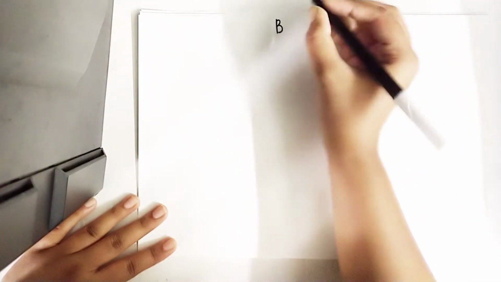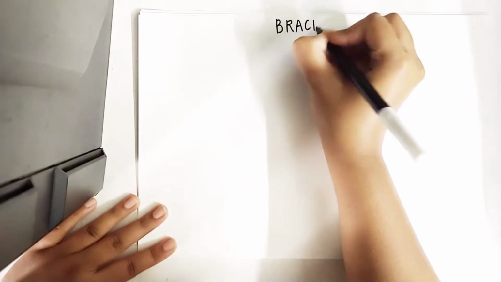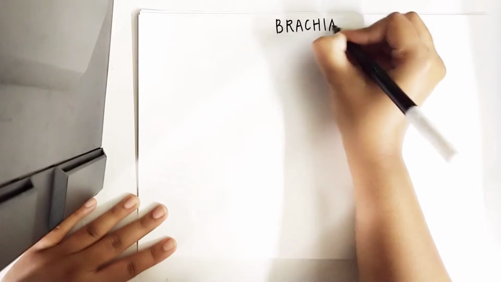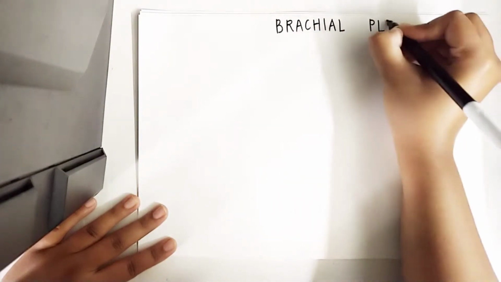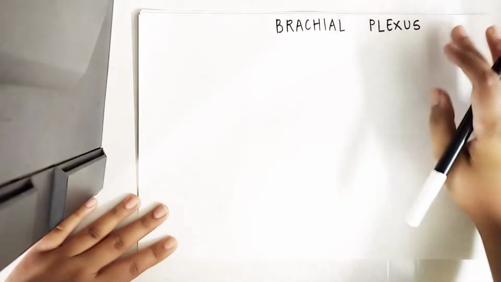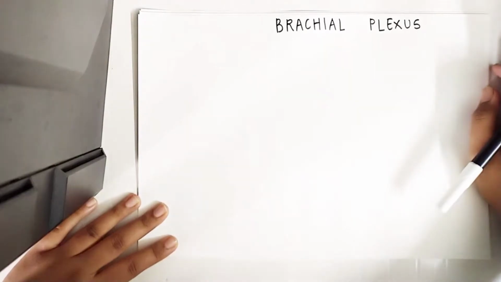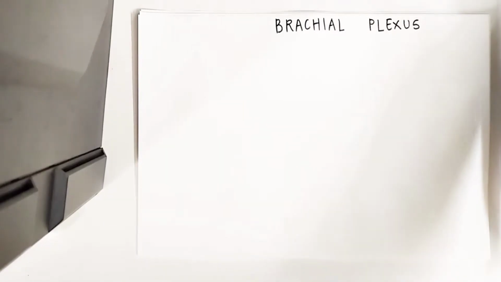So today's topic is brachial plexus. The brachial plexus is a bunch of nerve fibers which mainly originates in the neck. It has mainly 5 parts.